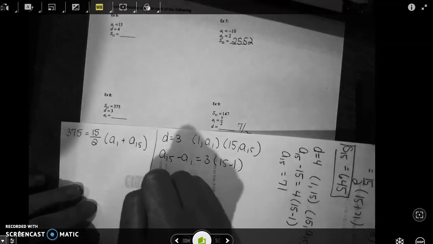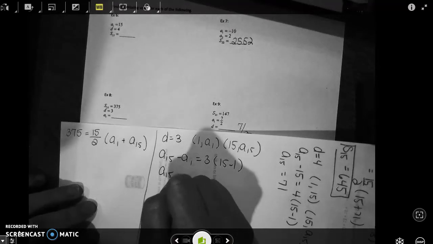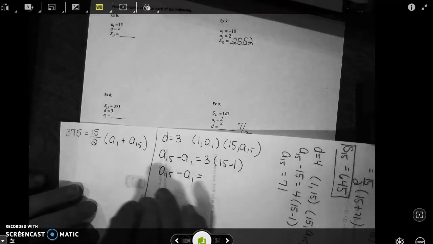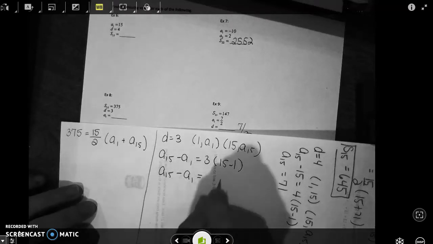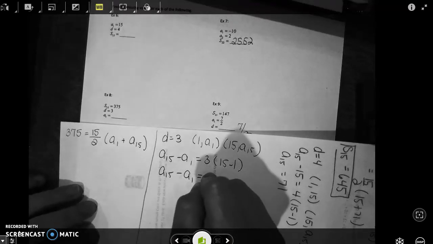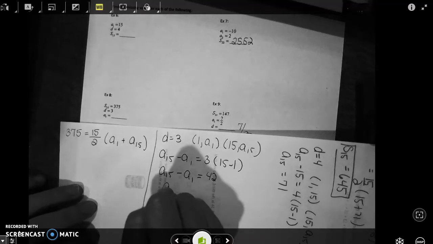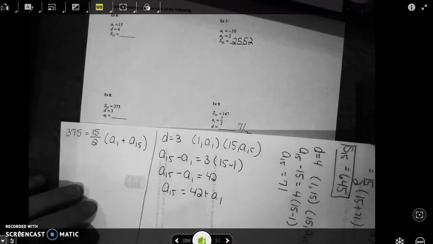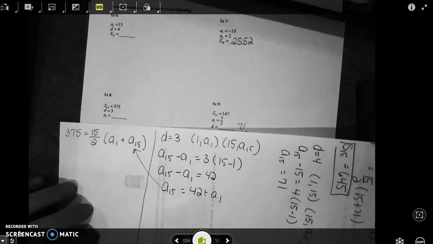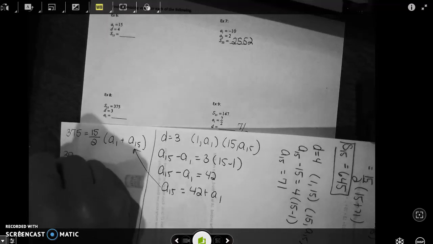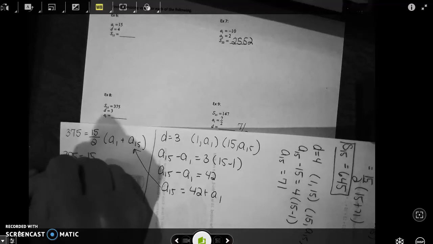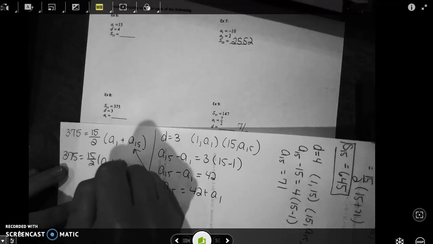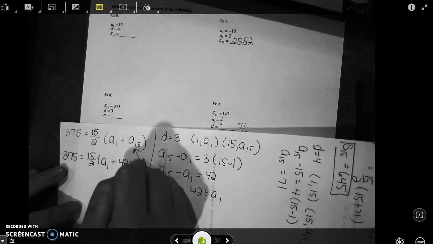And what this will allow me to do is substitution. So I now know that A sub 15 minus A1 will equal 3 times 14, so what, 42. So A sub 15 will equal 42 plus A1. I can now substitute. So 375 will equal 15 over 2 times A1 plus 42 plus A1.